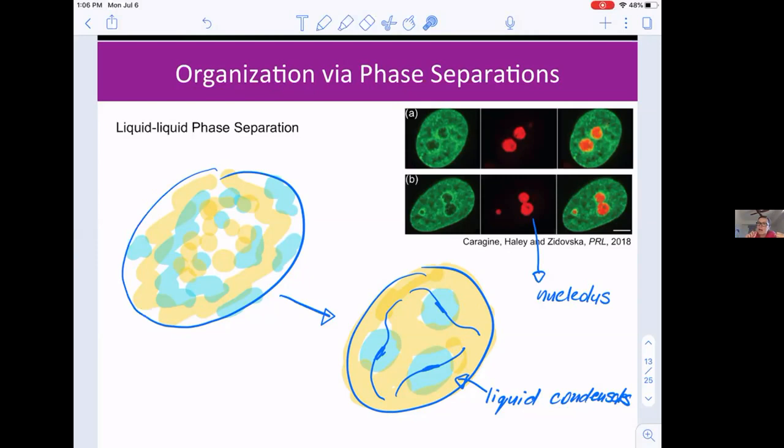For example, this red droplet here, there are ways you can stop the function of what it does. Imagine there is a drug that you can poison that machinery that works there. Once you do that and that droplet cannot work, it dissolves. If it cannot do its function, it goes back into solution. It only exists when it's working.